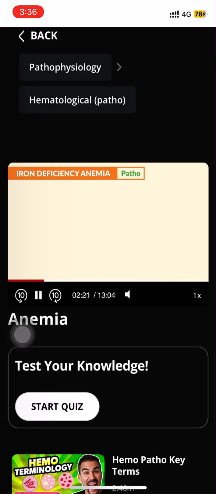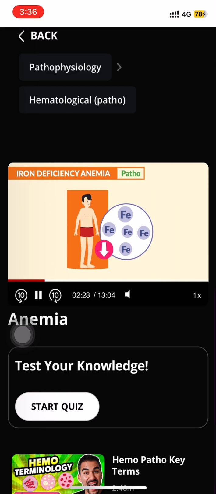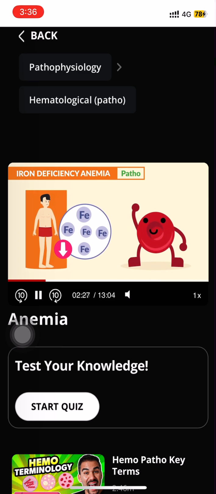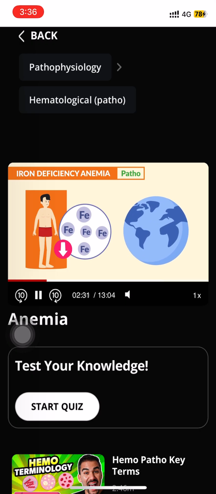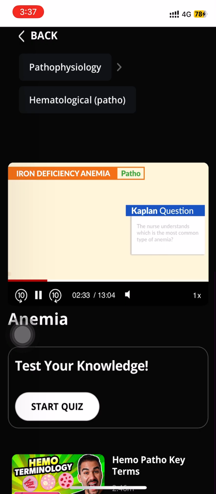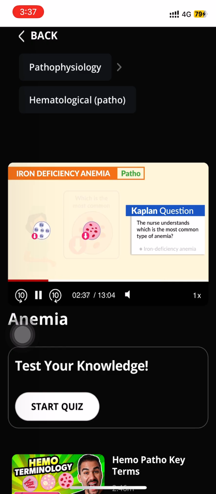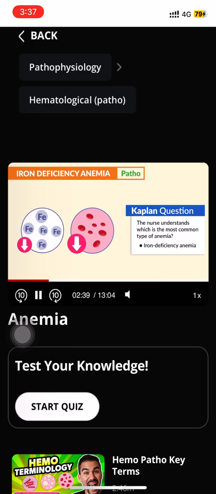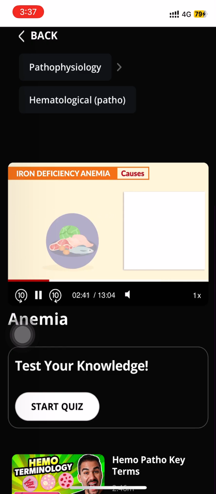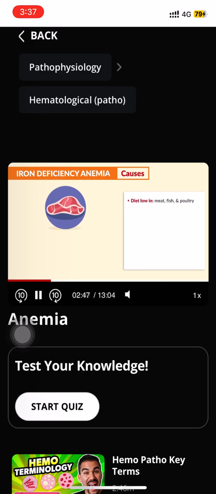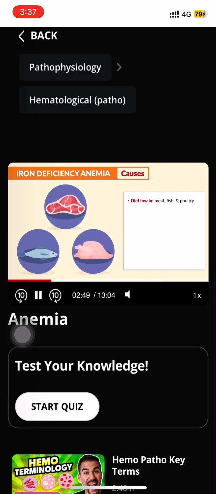Iron deficiency anemia is where the body lacks iron, which is a critical building block to help make RBCs, our red blood cells. Now, it's the most common type of anemia globally. So Kaplan mentions, the nurse understands which is the most common type of anemia, iron deficiency anemia. Now, it's caused by a diet low in iron-rich foods. So the key terms to know for exams is any diet low in meat, fish, and poultry.